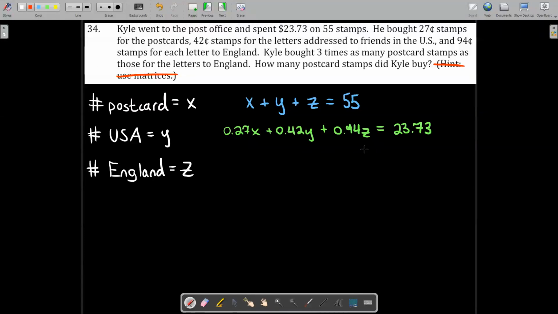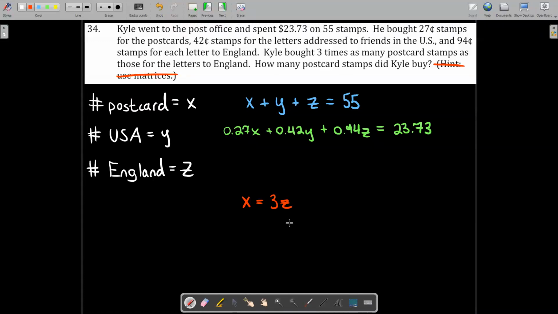And then we get to this weird oddball one, which can be a little bit confusing. I'm going to put it here in red because I want this in standard form, and whenever I construct this equation, it's not going to be in standard form. 3 times as many postcard stamps as those for the letter to England. So you have to ask yourself, which does he have more of? He has more postcard stamps. So X, because that's the postcard stamps, is going to be 3 times as many as the stamps from England, which is Z. So if you take the number of stamps from England and multiply it by 3, that's how many postcard stamps he got. So this looks very different from these other equations.